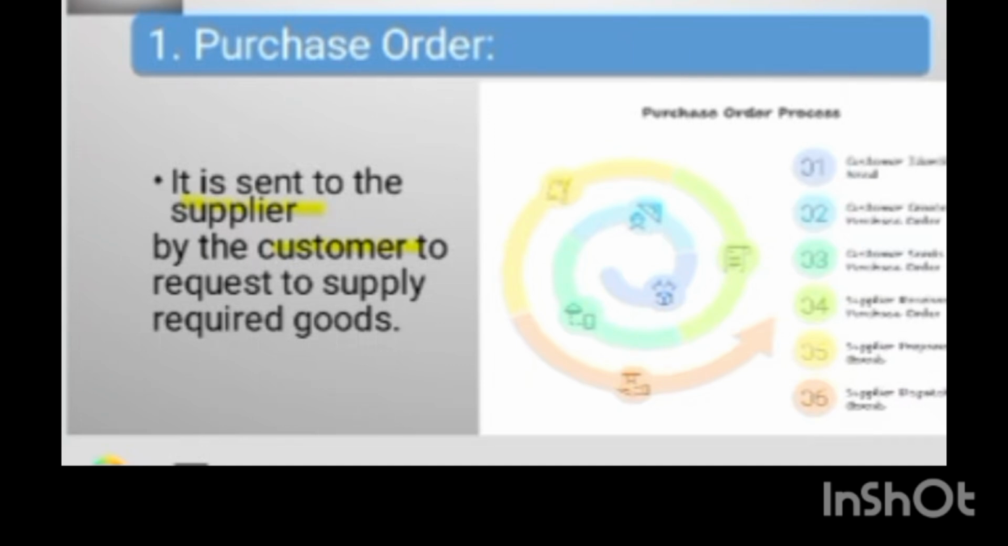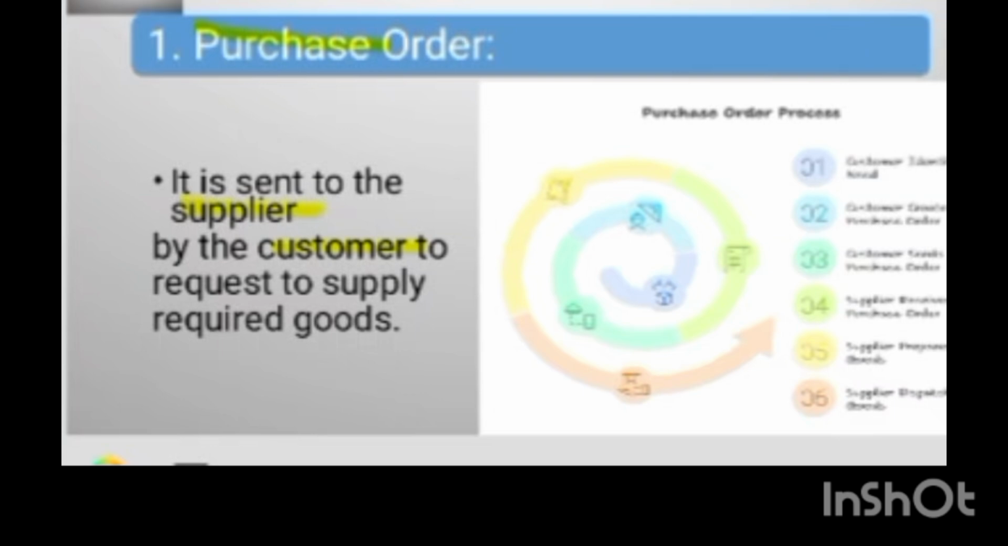What is a purchase order? It is sent to the supplier by the customer to request to supply required goods. Yes, as the name mentions, purchase order means it is something that is related to purchasing. So purchasing should be done by the customer. When the customer is in requirement of something, he orders from the supplier, the seller, about his requirements.